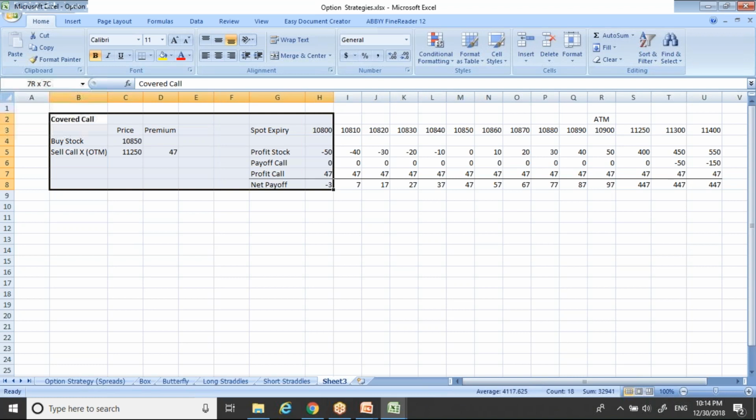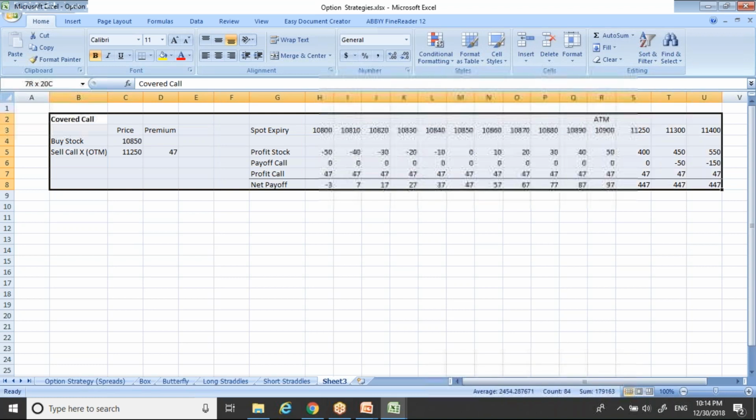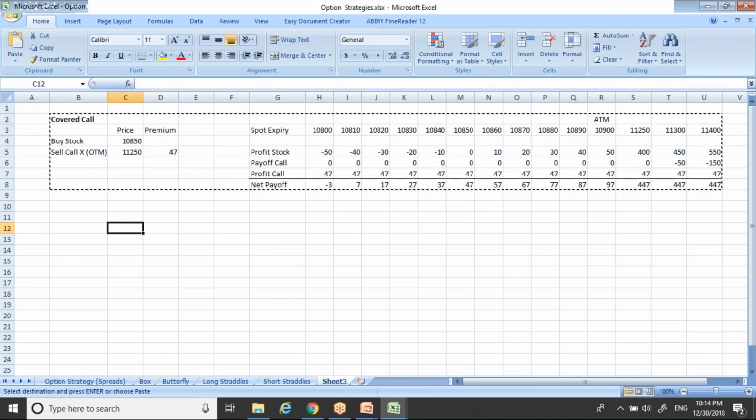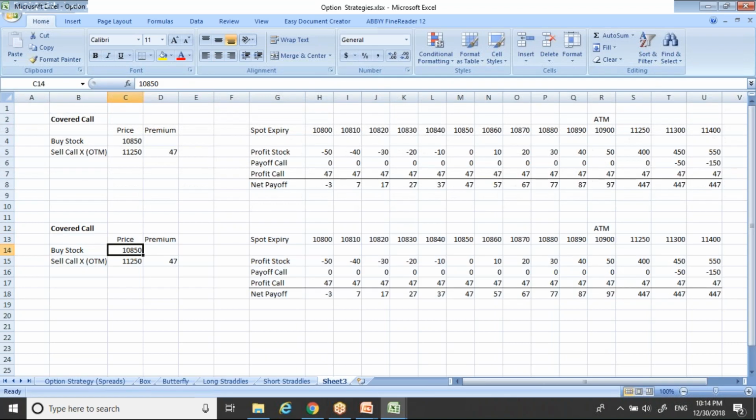So what I'll do is I'll copy all this, paste it here, and I'll buy a stock here and I'll buy a put at the same strike price. Normally we take the ATM put. So that is 10,850, and whatever is the premium that you're going to pay.